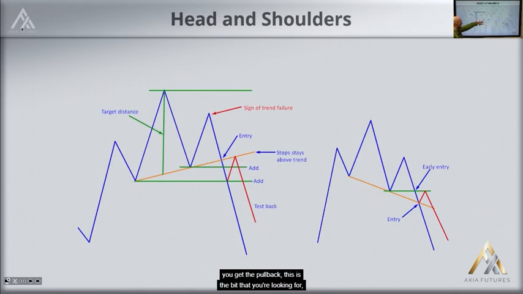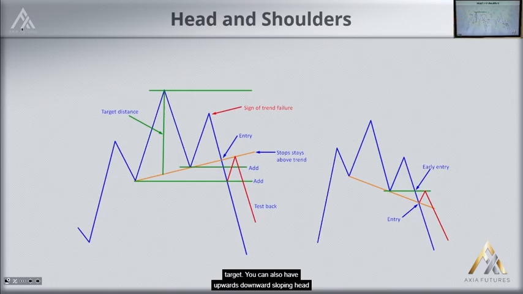Now, once you get the pullback, this is the bit that you're looking for. You're looking for the break of that neckline. Once that's through, then the move's on. Then you can start to play this for a target which is equal to the height from the top of the head to the neckline. People will also measure the target to the first shoulder low, to the second shoulder low. So you've got a multitude again of targets, of variation in your target.